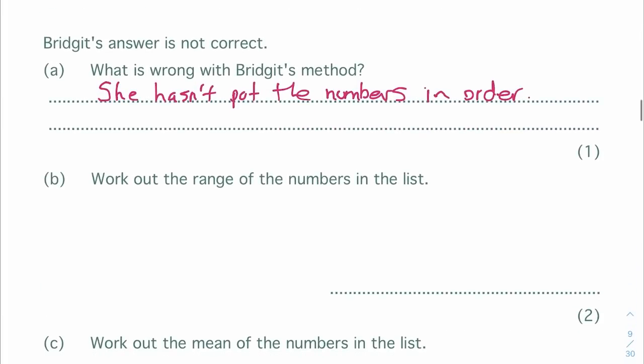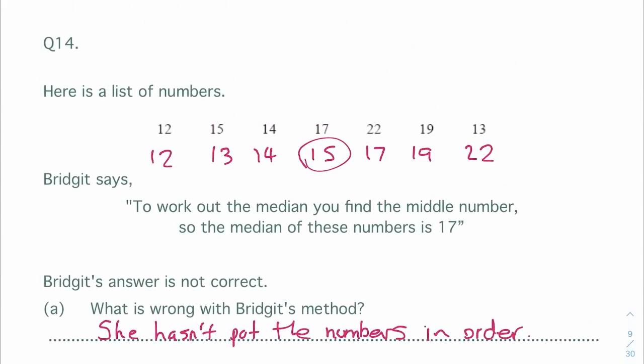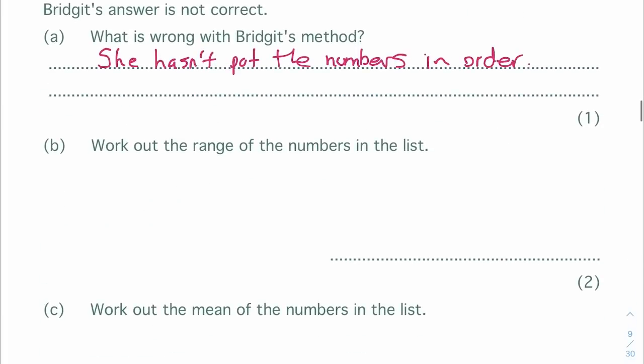Work out the range of the numbers on the list. So the range is the distance between the biggest and smallest. So the biggest is 22, the smallest is 12. So for the range, we'd do 22 take away 12, which gives us a range of 10.